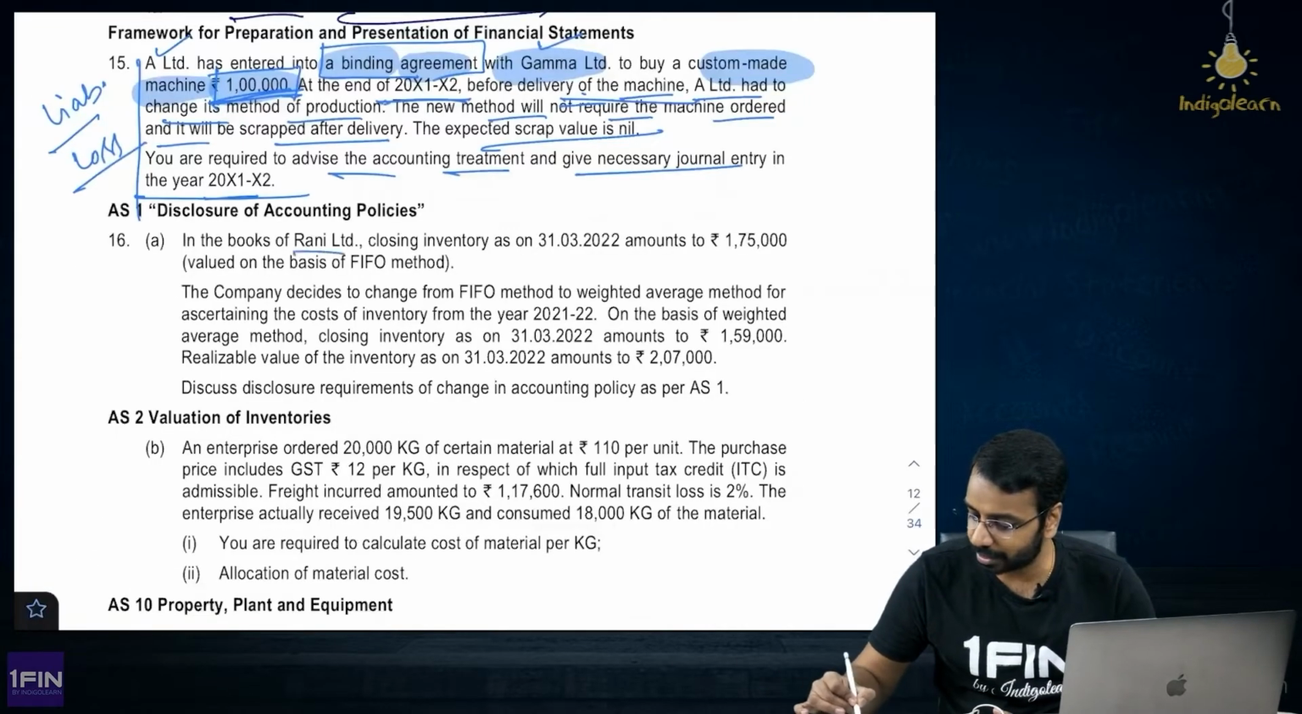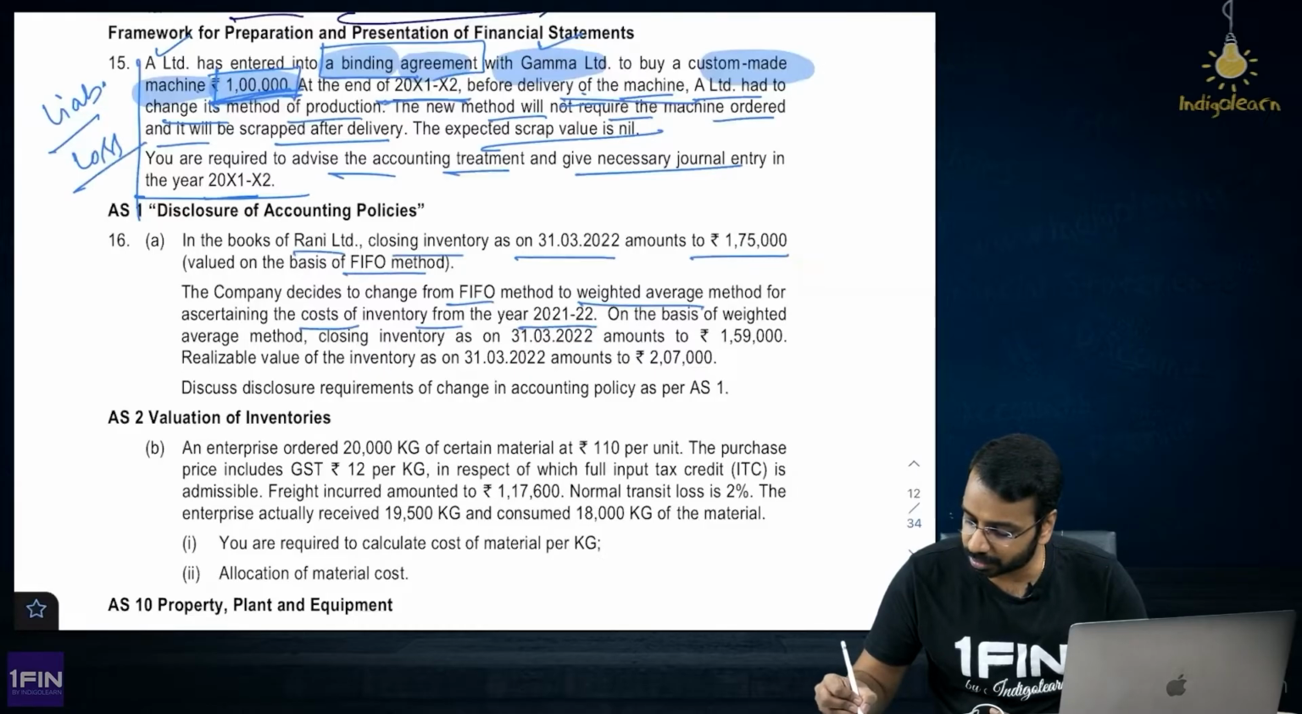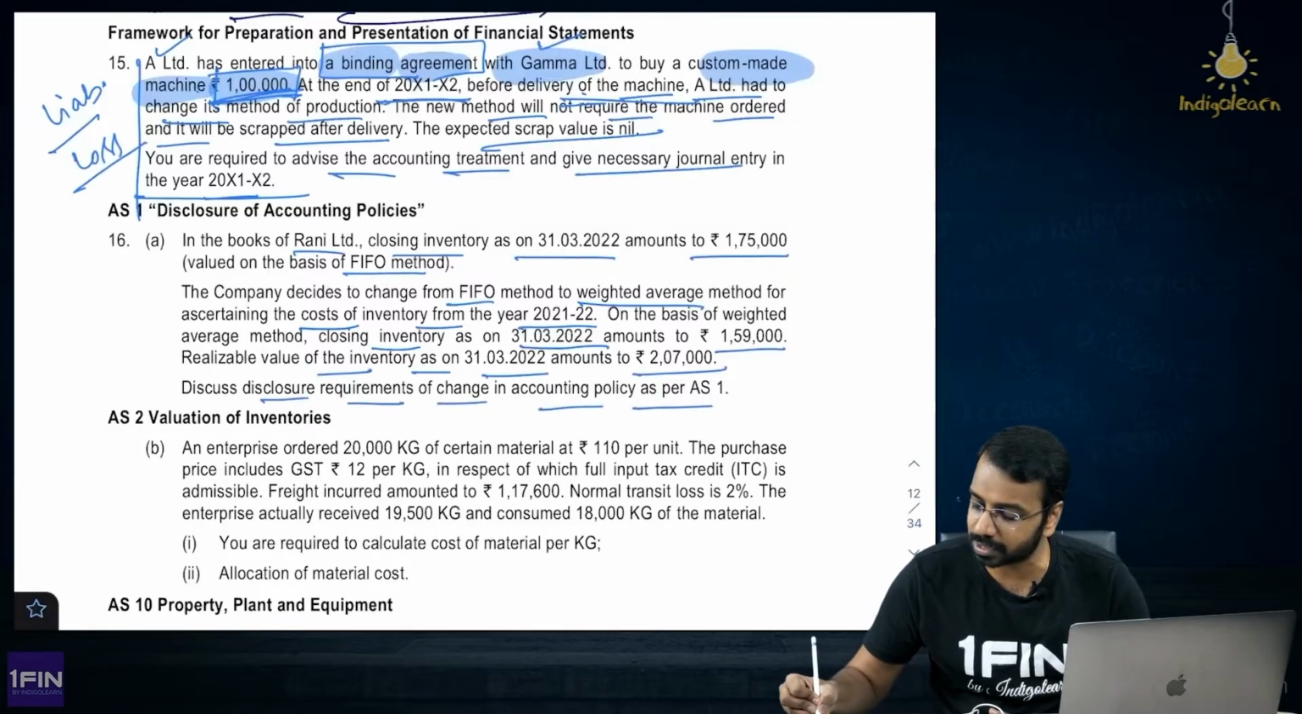In the books of Rani Limited, closing inventory as on 31st of March amounts to 1,75,000, valued on the basis of the FIFO method, first in first out. The company decides to change from FIFO to the weighted average method for ascertaining the cost of inventory from year 21-22. On the basis of the weighted average method, closing inventory as on 31st March 22 amounts to 1,59,000. Realizable value of the inventory as on 31st March 22 amounts to 2,07,000. Discuss the disclosure requirements of change in accounting policy as per AS 1.